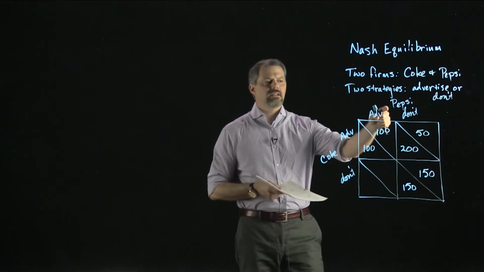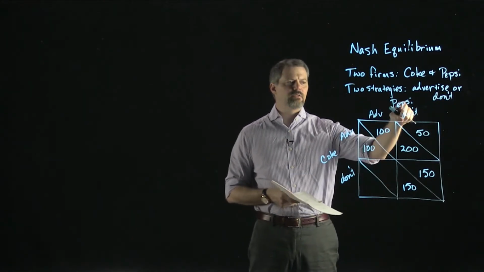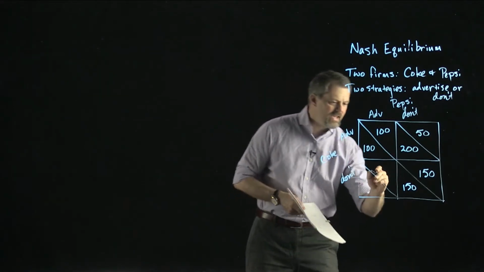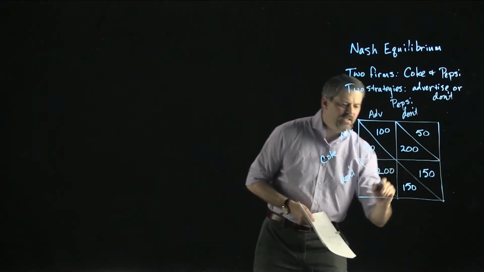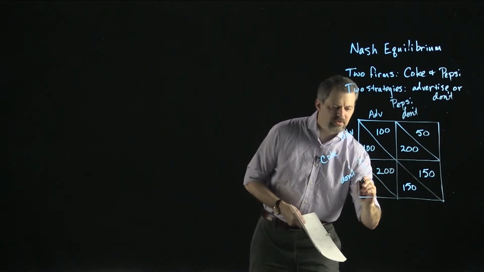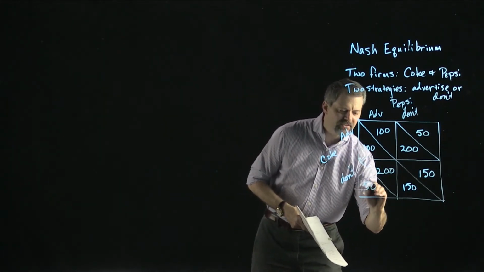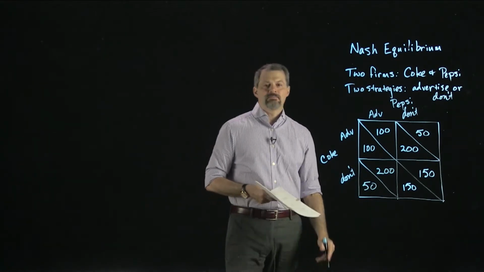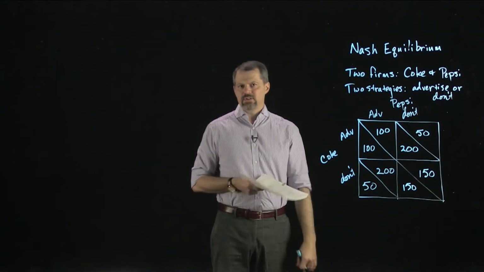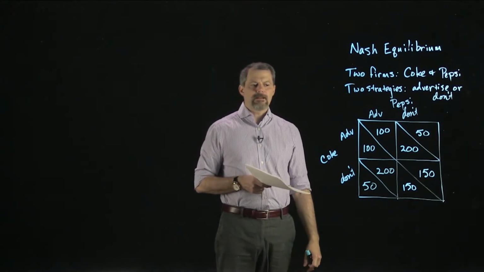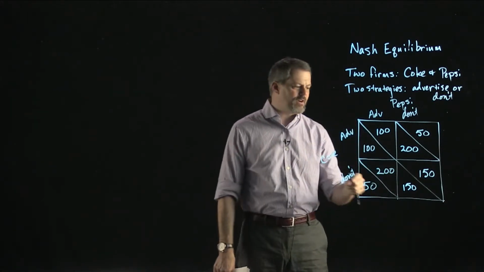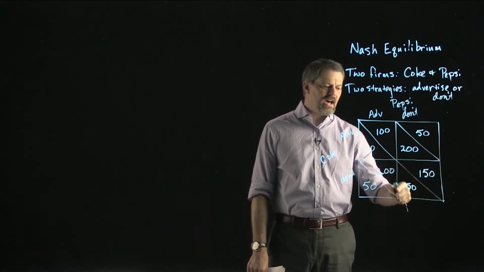On the other hand, this outcome down here would be the outcome if Pepsi chose to advertise but Coke didn't. And in that case, let's suppose it's Pepsi that gets the 200 in profit, and because they stole the customers away from Coke, Coke only gets 50 in profit. Now we've got a situation where we've got a classic prisoner's dilemma, right? And so the best outcome from the point of view of the firms is to not advertise.